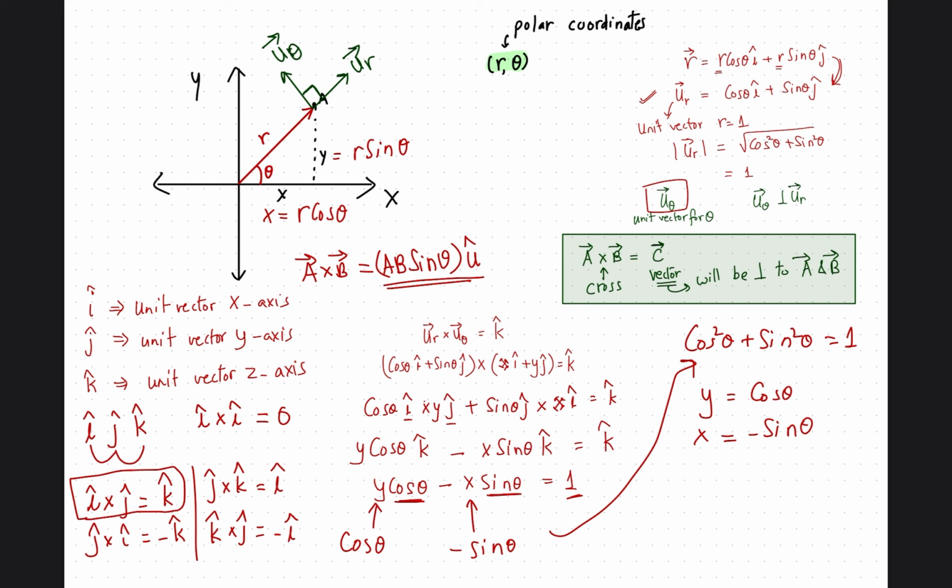So I will go back to u theta. If you remember, what was u theta? We wrote it as x I cap plus y j cap. So u theta is equal to x I cap plus y j cap. Now I have got the values for x and y. So u theta is minus sine theta I cap plus cosine theta j cap.